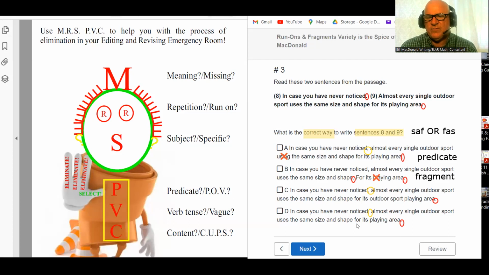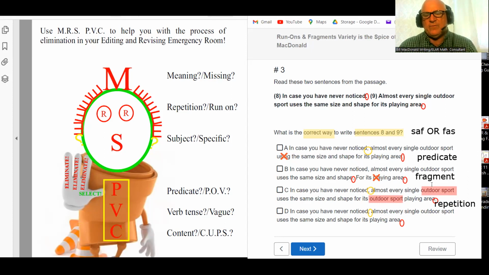Letter C: "In case you have never noticed, almost every single outdoor sport uses the same size and shape for its outdoor sport playing area." So if you noticed, I heard some repetition there. What you can do on those is think of a sentence like a wall. If you have "outdoor sport" already written, and then you have "outdoor sport" written again, that's per Mrs. PVC's eyeballs. That means that the problem is repetition, and so we can't select that one. So all we have is one left, so it's got to be right, hopefully.